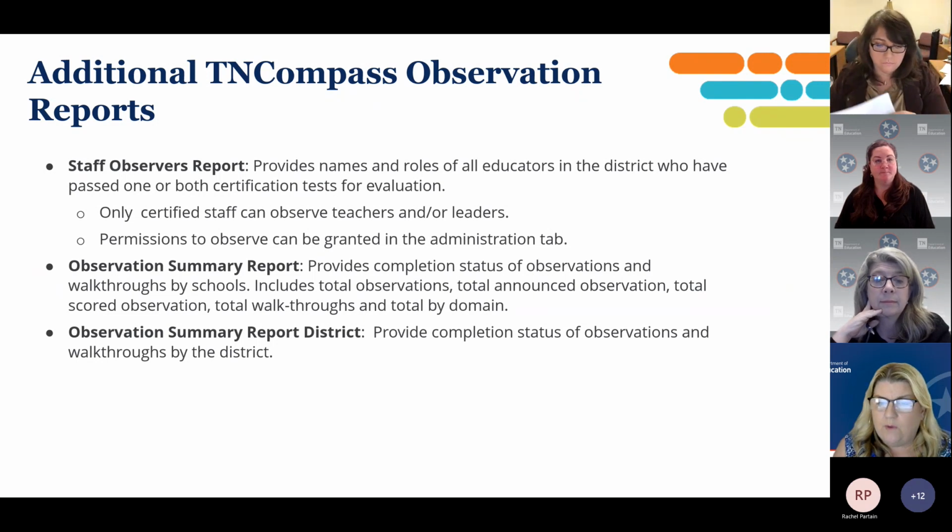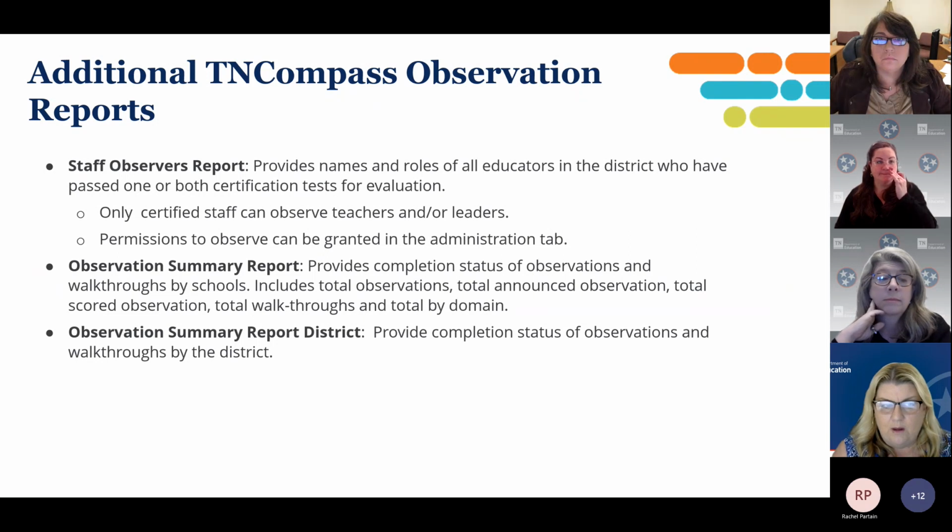Observation summary report provides the completion status of observations and walkthroughs by school. So this is just a big summary report that gives you the total number of observations that have been done, the total that were announced, the total of scored observations, and the total walkthroughs, and the total by domain. This is a good report to use at the school level. If you are providing feedback to a principal, this might be a report that you could use to talk about what their observations are looking like and if they're staying on track and if people are being observed on time.